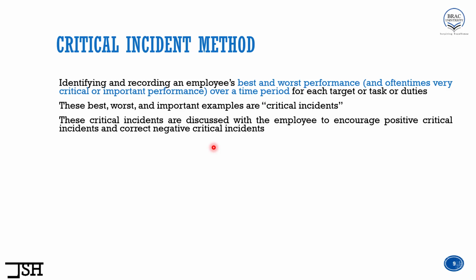So if it is a positive or the best performance, then the HR manager encourages that employee. On the other hand, if that is a poor performance or the worst performance, then the HR manager discusses ways of improvement. So in summary, in this method, an HR manager records all the important performances or the critical performances of an employee over the year, and at the end of the year, the HR manager sits with the employee and discusses all the recorded performances.